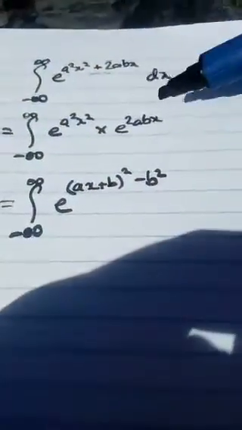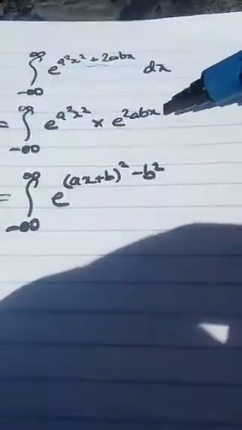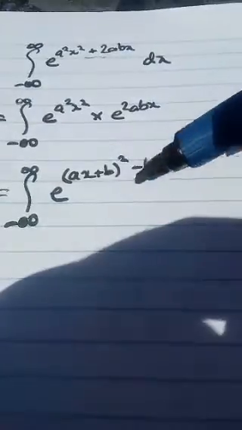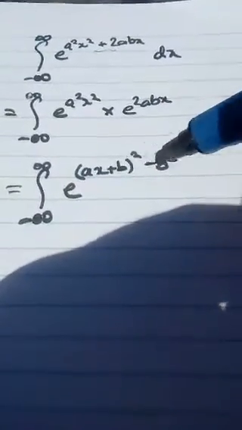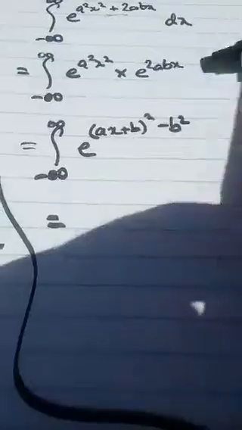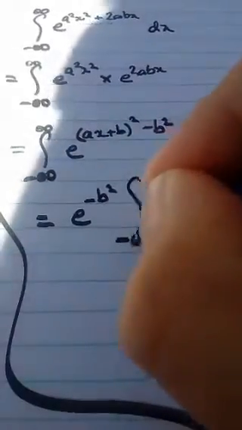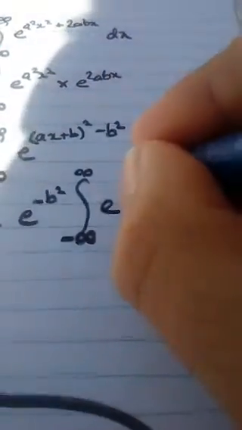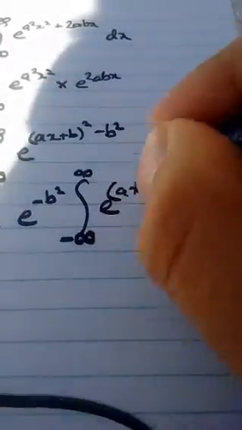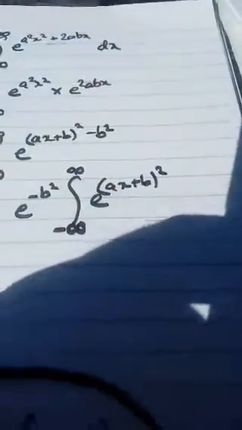Well, look at that. Now there's no x times something x. It's just one thing, and then this times just a number. So you can take that number outside. So you can convert this to this, which equals this thing outside: e to the minus b squared outside the integral from minus infinity to infinity of e to the (ax plus b) all squared.